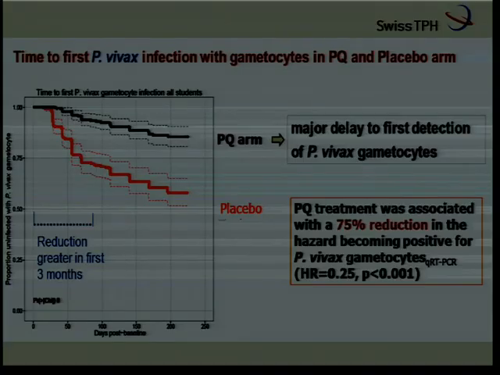The primaquine treatment is associated with a 70% reduction in the hazard of becoming positive for Plasmodium vivax gametocytes. So this is a very strong effect. And what's important also to see is that in the initial three months, the effect is strongest. That, of course, can be explained by the new infections also then contributing to relapses, and the effect of the primaquine treatment would wear off here.